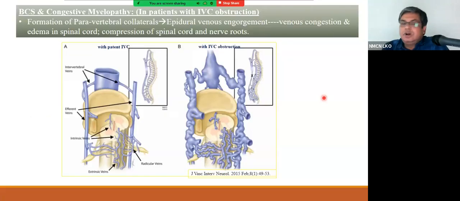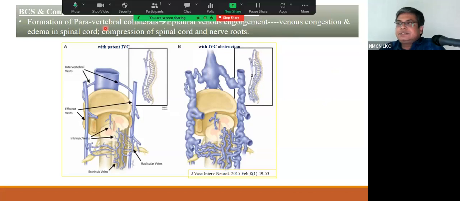So how does this congestive myelopathy develop in patients with IVC obstruction? IVC obstruction leads to paravertebral collaterals. These collaterals are not like a straight low resistance pathway. They are dilated, tortuous with slow flow. So already they are in venous hypertension.